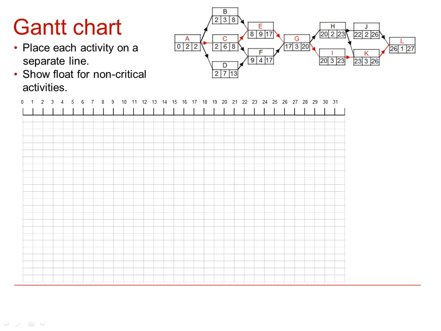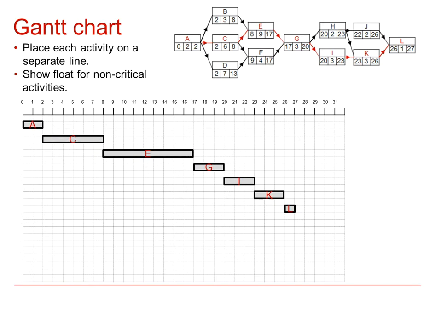Now it's quite usual to start off with the critical activities. So A must start at time 0 and has got duration 2. So we fit that one in, and of course no float time, so no dotted rectangle after it. C can start at time 2 and has got a duration of 6, which would take us up to 8. And then E goes from 8 with a duration of 9, taking us up to 17, etc. So this shows the situation where we've put in all of the critical activities: A, C, E, G, I, K and J, following through the critical path.